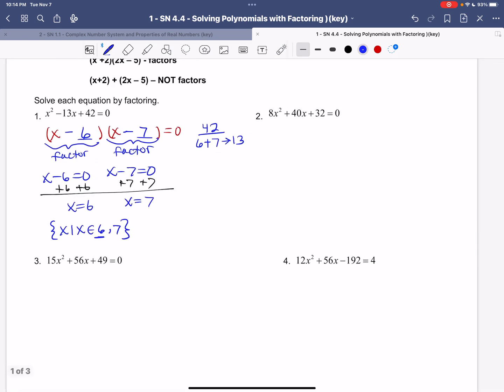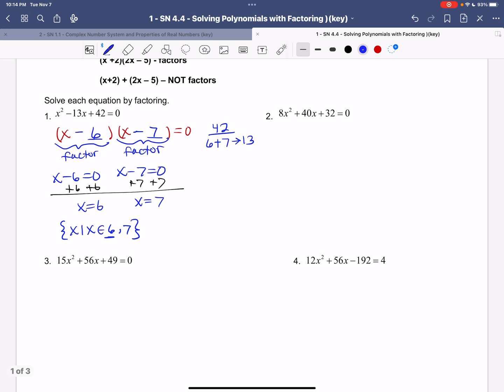All right, let's go over to number 2. Let's go ahead and get started with number 2. Step number 1, do I have 2 different types of x's? I do. I've got a square there and an exponent of 1 there. So I need to factor.